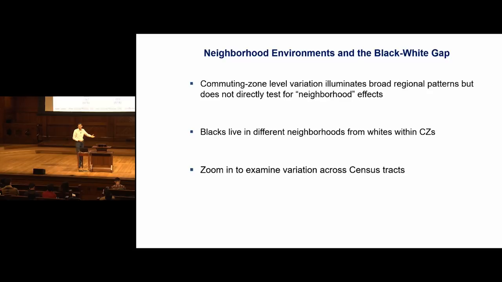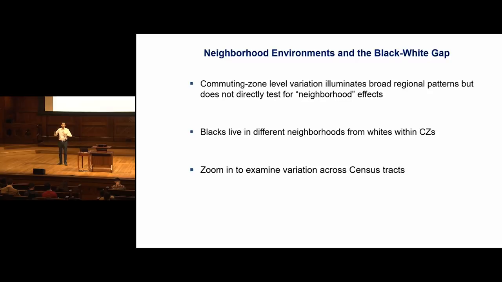So what we're going to do next is drill down further into this area-level variation. This variation across broad areas illuminates the broad regional patterns that matter, but it does not directly test for neighborhood effects, right? Because as we've talked about before, we think neighborhoods matter at a much more local level, as you see in the Opportunity Atlas data, than just San Francisco versus Boston and so forth.